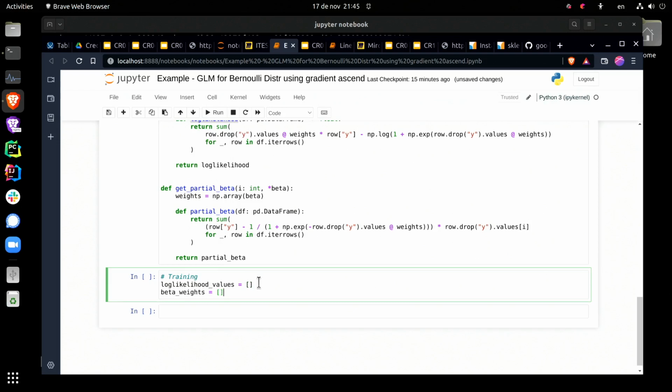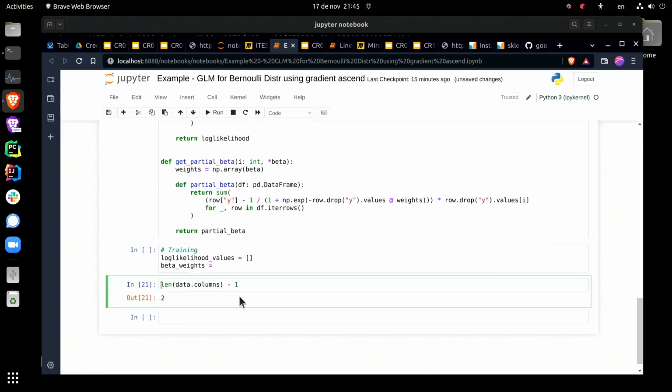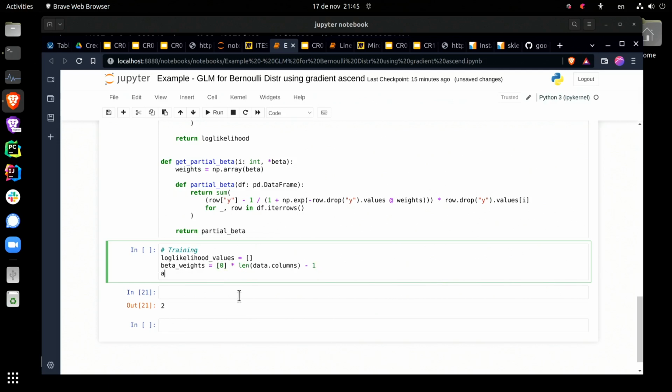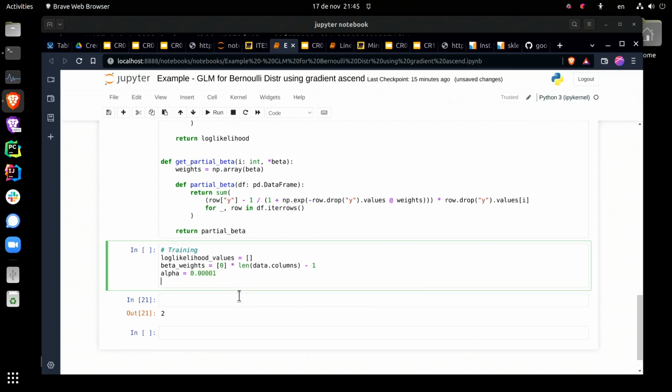Let's initialize the weights. So let's do this len of our data columns, -1. Let's initialize this with zeros. Let's get our learning rate and the number of iterations.